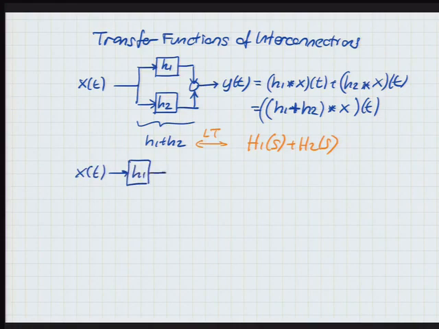LTI system 1 has impulse response H1, LTI system 2 has impulse response H2, and the output is y of t. So now I think it's the other property, associative, or whatever it's called. I always mix those things up. But it's like we have one impulse response, which is H1 convolution H2, right? And what does this tell you about the transfer function?